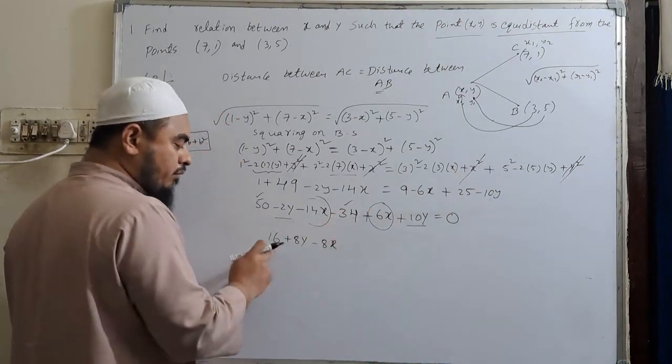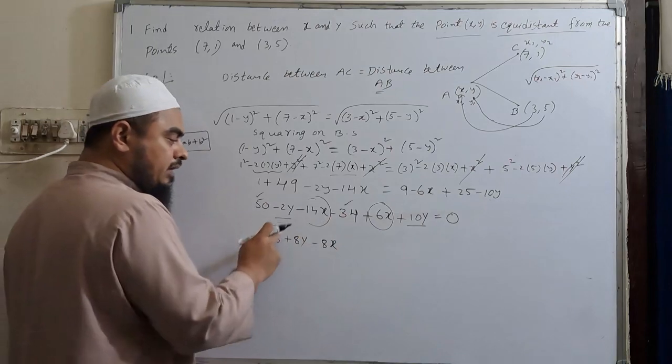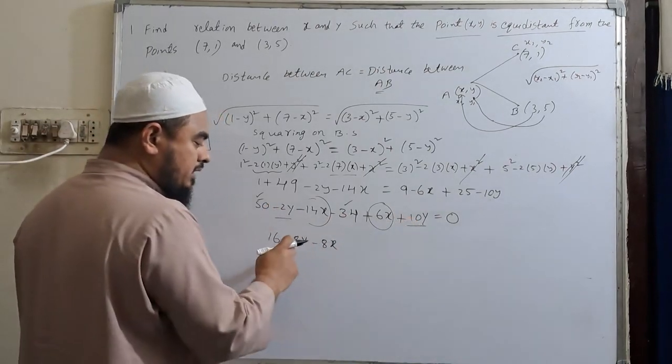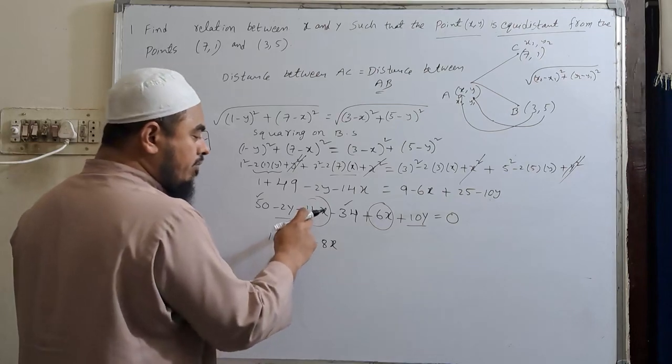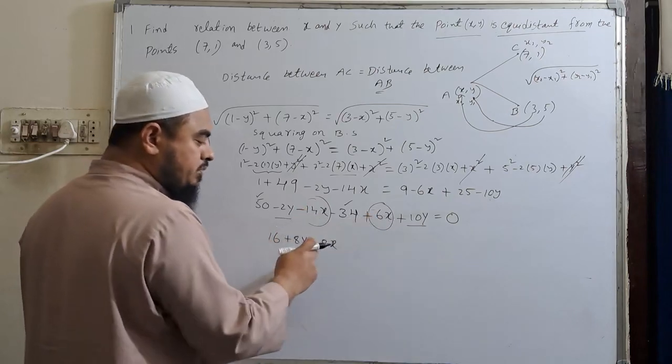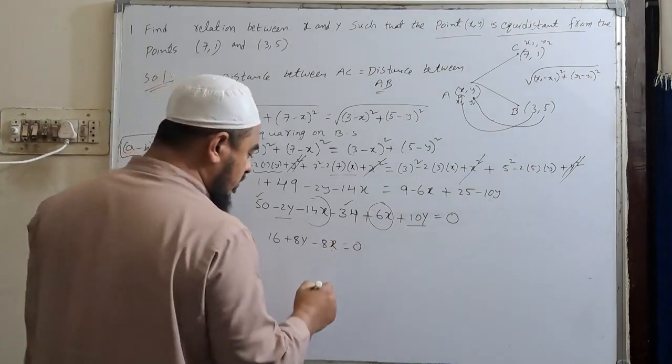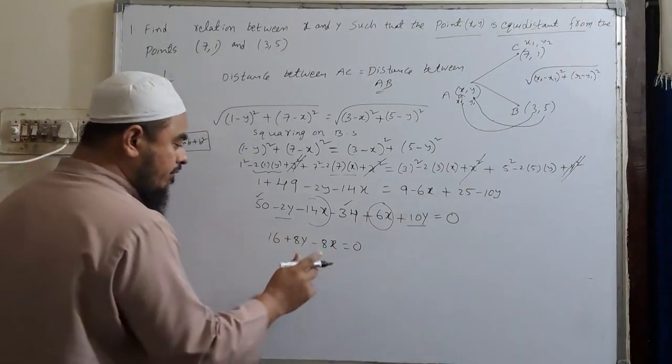50 minus 34, we got it as 16. And y term minus 2y plus 10y, we got it as plus 8y. And for minus 14x plus 6x, we got it as minus 8x is equal to 0. Now further we can simplify here.